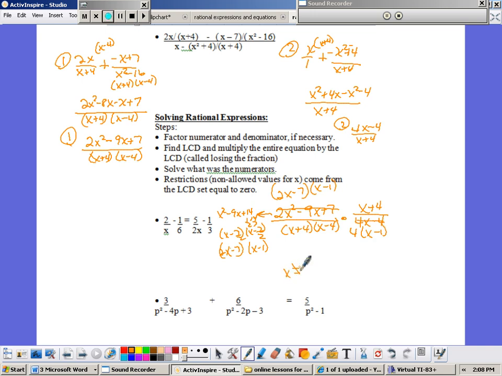Restrictions. x cannot be negative 4. 4, this is not a restriction because 4 will never equal 0, and 1. Let's start canceling. 2x minus 7 on the top, none on the bottom. x minus 1 on the top, x minus 1 on the bottom, x plus 4 on the top, x plus 4 on the bottom. So I'm left with 2x minus 7 on the top and a 4 times x minus 4 on the bottom with these restrictions.